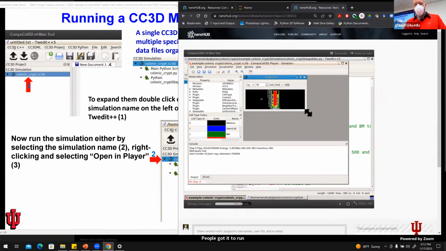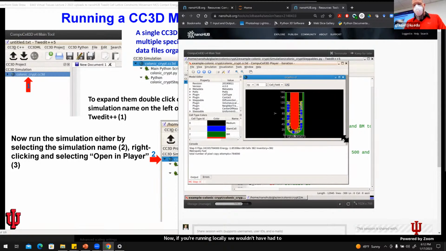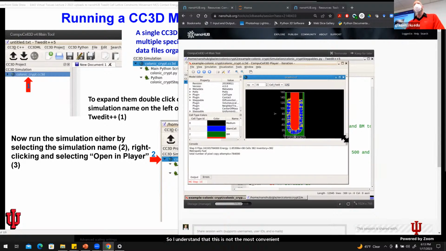Now, if you're running locally, you wouldn't have had to go through all that. You would have just downloaded it and opened it in your local Twit and unpacked it locally. So the extra step is the fact that you have to use the Jupyter Notebook to upload it. Okay. Anybody need help or time on that? As I say, I understand that this is not the most convenient thing in the world to begin with, but actually, once you've done it a couple of times, it's about 2 minutes per upload.